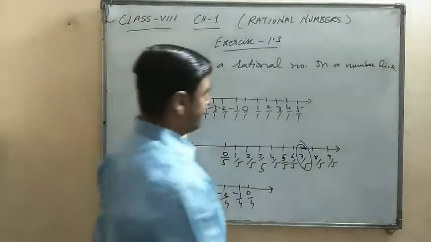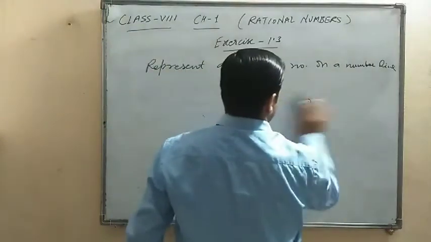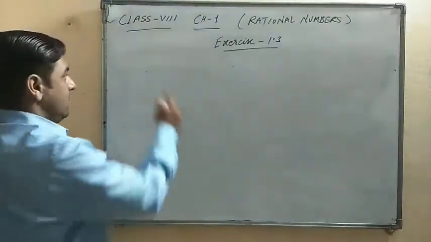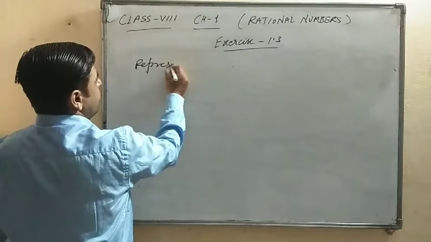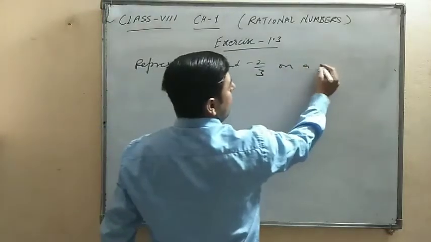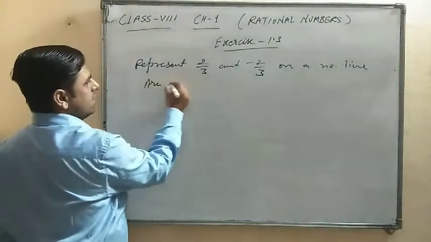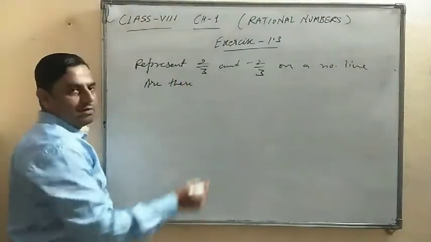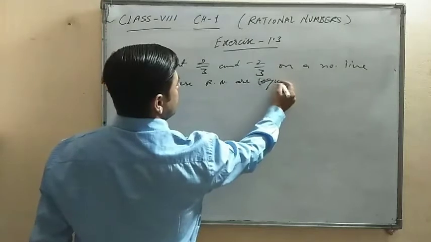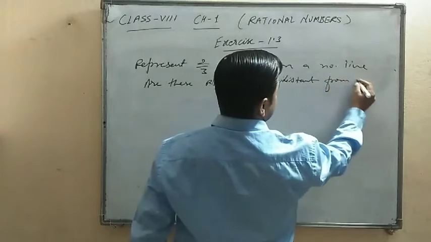So next one is: represent 2 upon 3 and minus 2 upon 3 on a number line. Are these points, these rational numbers, equidistant from the origin?